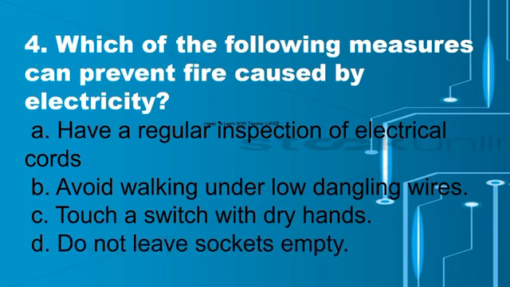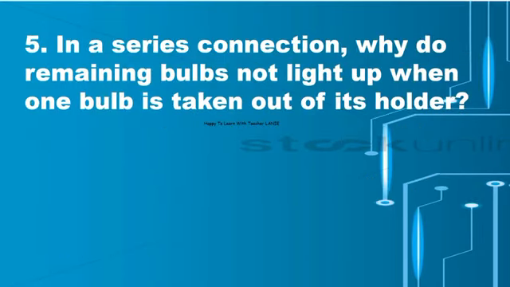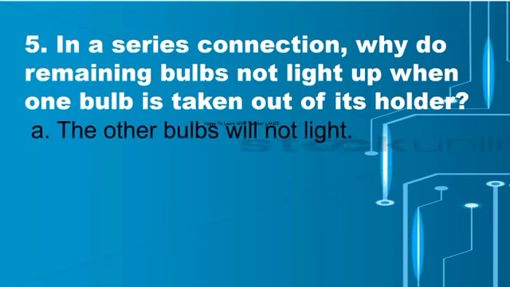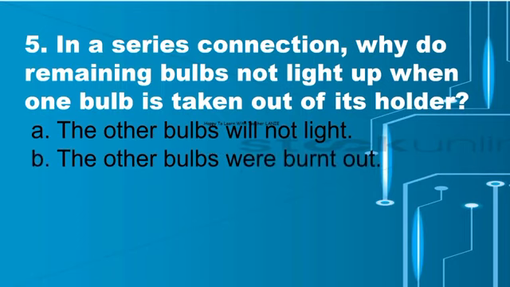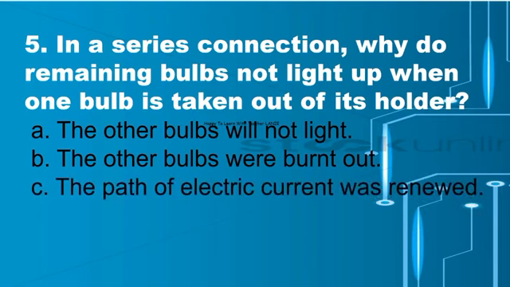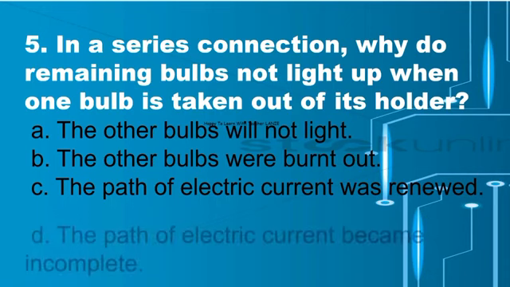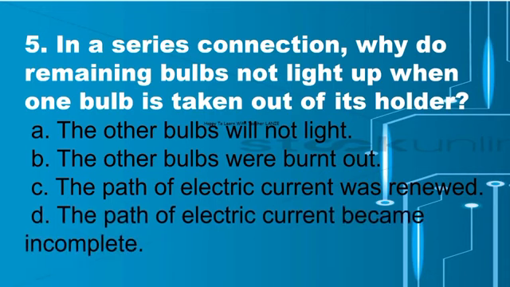Number 5. In a series connection, why do remaining bulbs not light up when one bulb is taken out of its holder? A. The other bulbs will not light. B. The other bulbs were burnt out. C. The path of electric current was renewed. D. The path of electric current became incomplete.